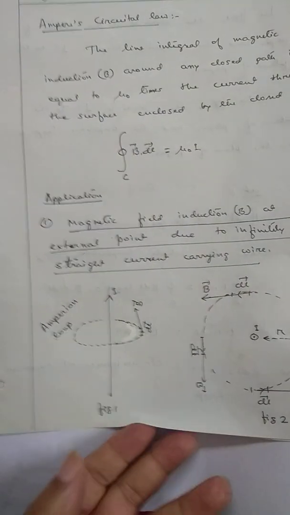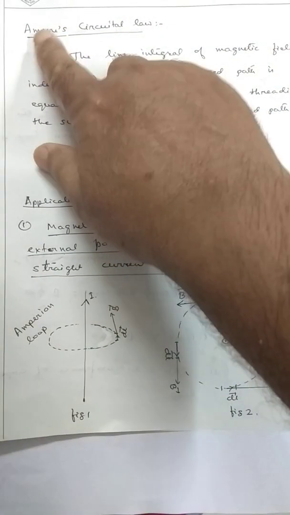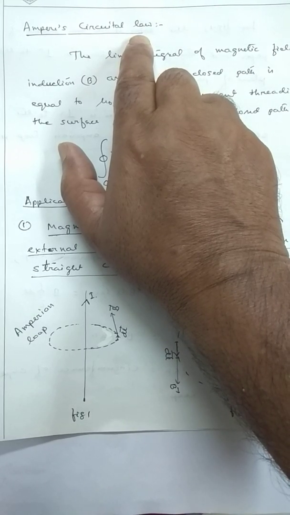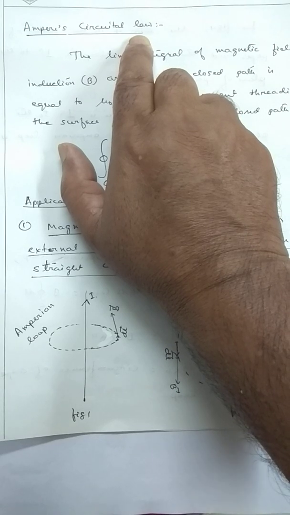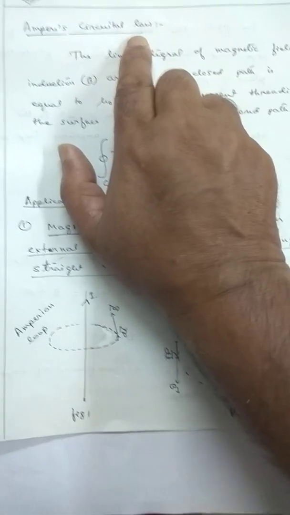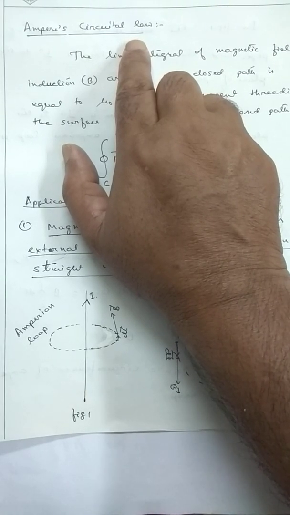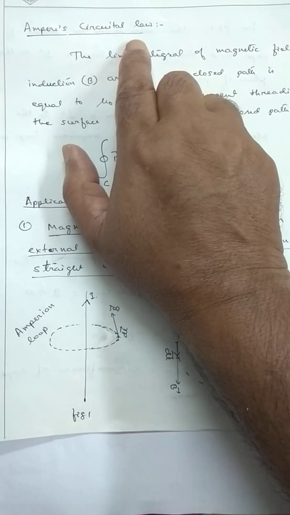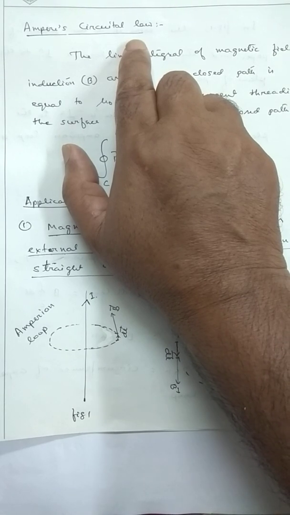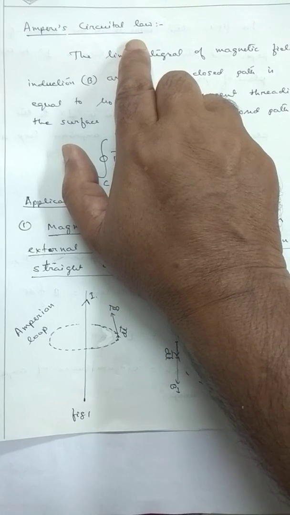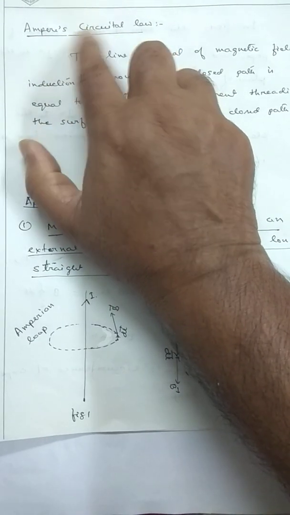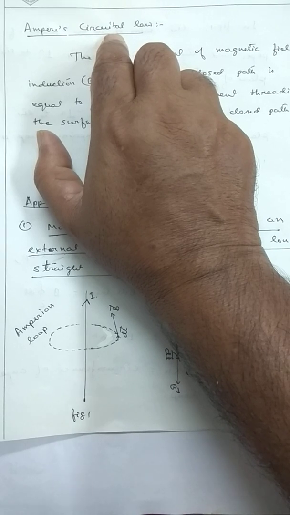Today we are going to discuss Ampere's circuital law. In order to find the magnetic field induction due to a current carrying wire, we already discussed the Biot-Savart law. That means using the Biot-Savart law, we can find the magnetic field induction due to a current carrying conductor. From Ampere's circuital law also, we can find the magnetic field induction due to a current carrying wire.